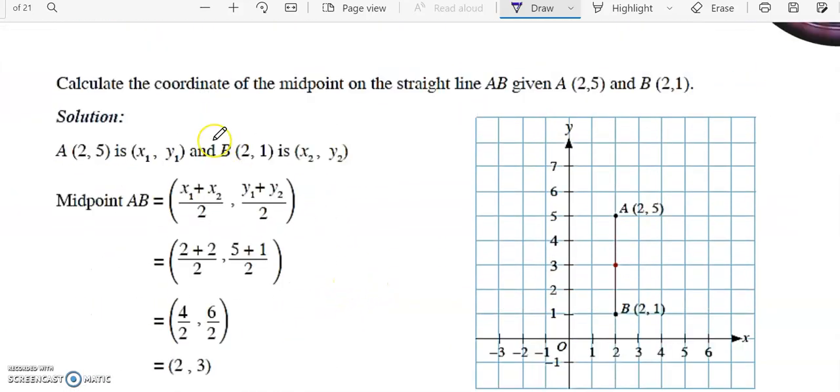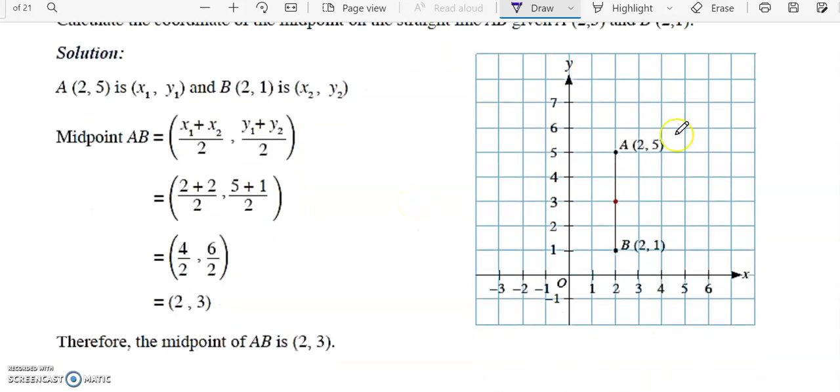So next we go to the next question. Calculate the coordinates of the midpoint on the straight line AB given that point A is 2, 5 and then point B is 2, 1. So kalau kat sini, kalau you tengok sekali lalu, you dah nampak dah midpoint dia here is 3, located here which is 2, 3.